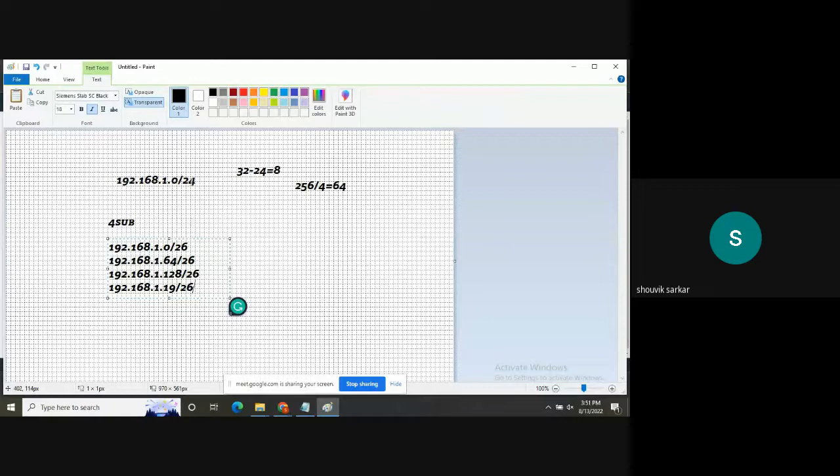Second point, as it's a 24, that means there are 256 computers. So if I want to divide into 4 subnets, then 256 by 4, each subnet has 64 computers. So we go this way: 0, 64, 128, 192. Okay, this one should be 192.